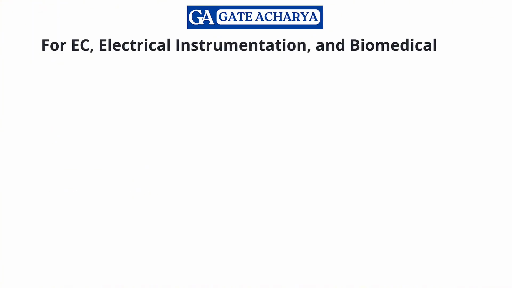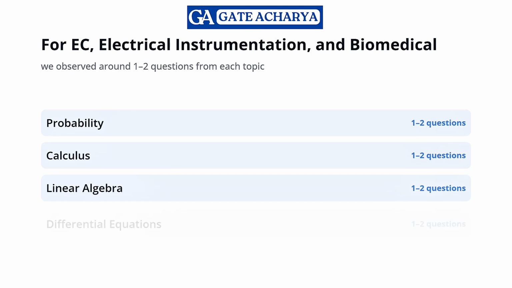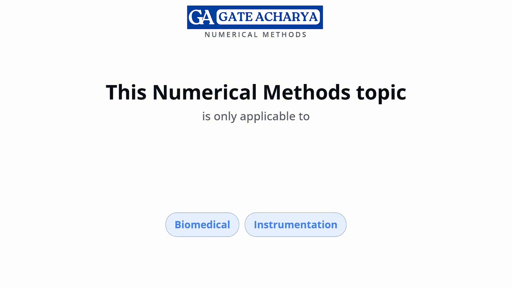For EC, electrical, instrumentation, and biomedical, what we observed is that probability questions will be around 1 to 2, calculus questions around 1 to 2, linear algebra around 1 to 2, and differential equations will also be around 1 to 2. So mostly 1 or 2 questions, with 1 question from complex variables. The numerical methods topic is only applicable for biomedical and instrumentation. For EC and electrical, there is no numerical methods topic.